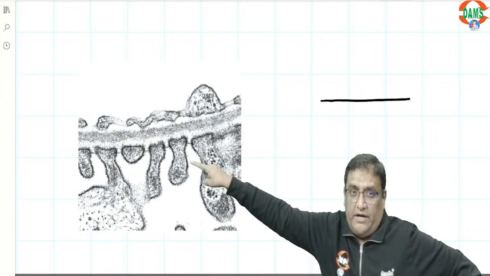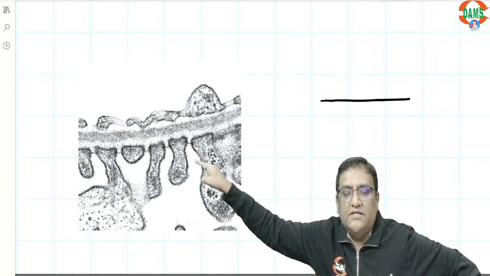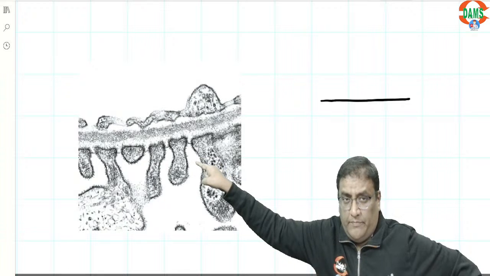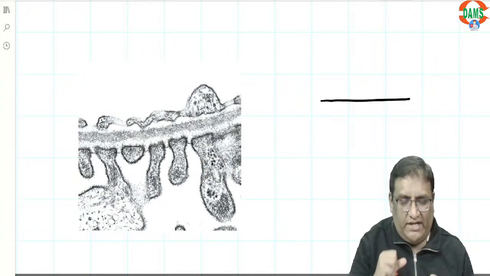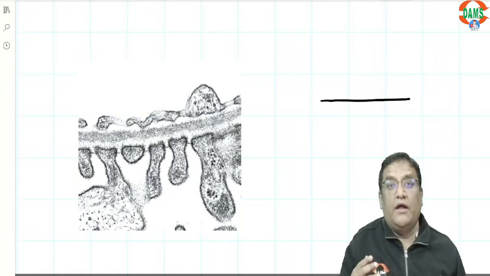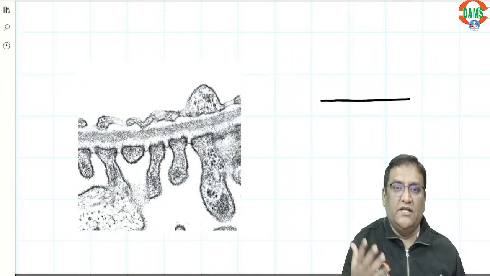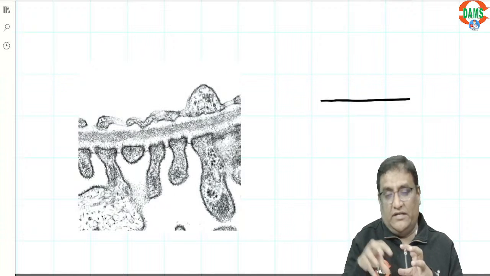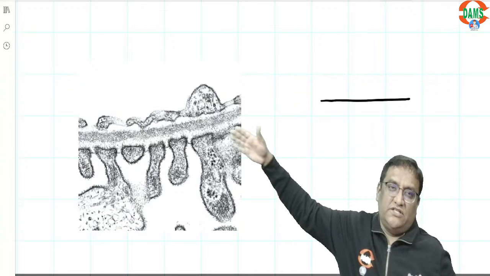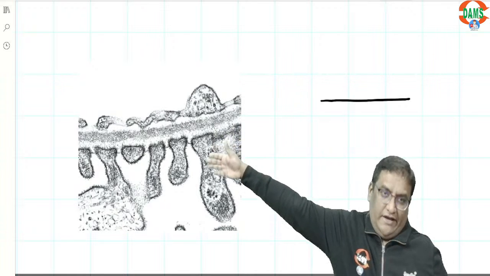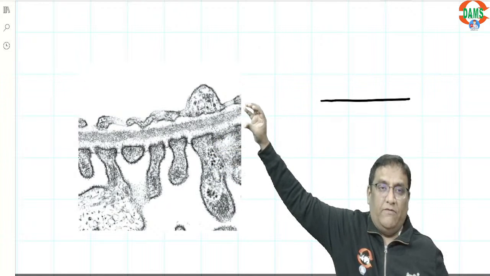You can see these are the foot processes. Now look, very important: in between these foot processes, whatever spaces are there are called filtration slits. These filtration slits have many proteins like podocin, alpha-actinin-4, nephrin. These are the proteins lining the filtration slit. And these filtration slit proteins are the ones which give the net negative charge to your filtration barrier.